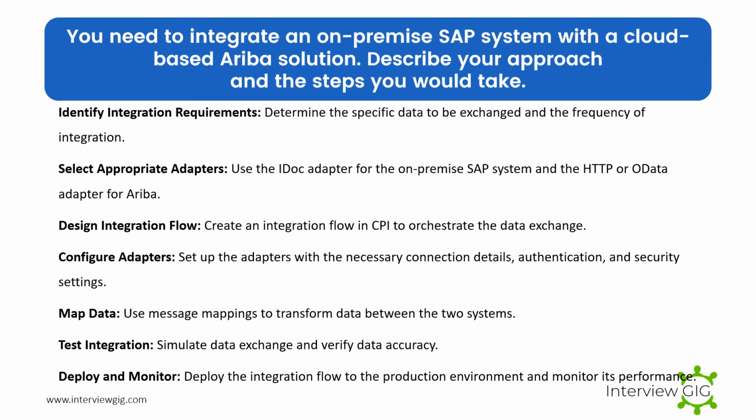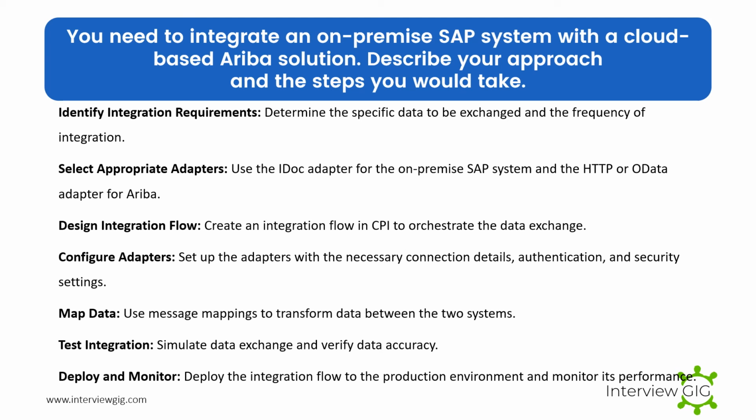You need to integrate an on-premise SAP system with a cloud-based Ariba solution. Describe your approach and the steps you would take. Identify integration requirements. Determine the specific data to be exchanged and the frequency of integration. Select appropriate adapters. Use the IDoc adapter for the on-premise SAP system and the HTTP or OData adapter for Ariba. Design integration flow. Create an integration flow in CPI to orchestrate the data exchange.